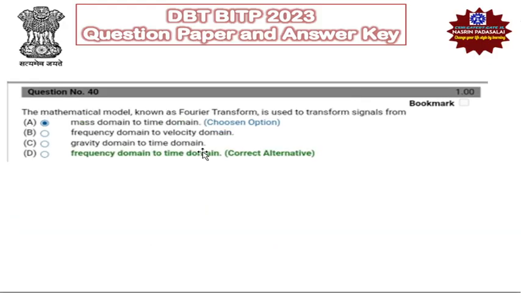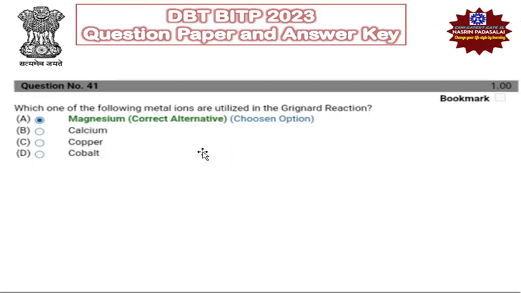Okay. Next was a question regarding FT infrared spectroscopy. The mathematical model known as FT is used to transform signal. It is used to transform the signal from the frequency domain to the time domain. Next, which one of the following metal ions are utilized in this reaction? The Mg ions are generally used in this particular reaction.